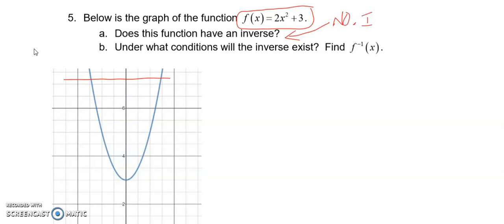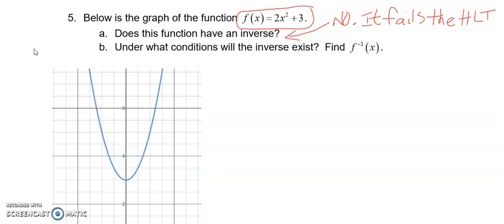And the reason, of course, is because it fails the horizontal line test. But then there's a second part to this question. Under what conditions will the inverse exist? And if that's the case, then you go ahead and you find f inverse of x. Well, this graph, everybody, fails the horizontal line test. How could it have an inverse? Well, it can if you throw away part of your graph.